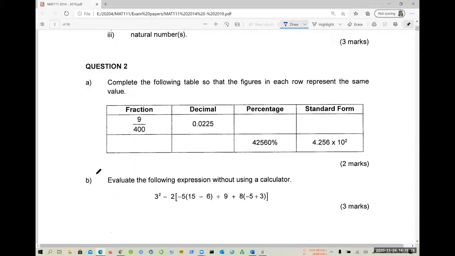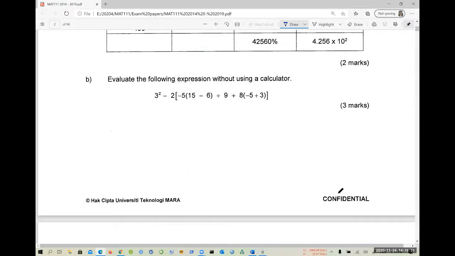So in this case, if you look through this one, this one is 9 minus, so you have 2, and then open bracket, negative 5 multiplied with 15 minus 6, you get 9, right? And then divided by 9, and then plus, you have 8, and then multiplied with negative 5 plus 3, you get negative 2.